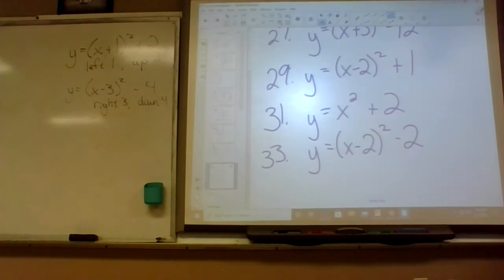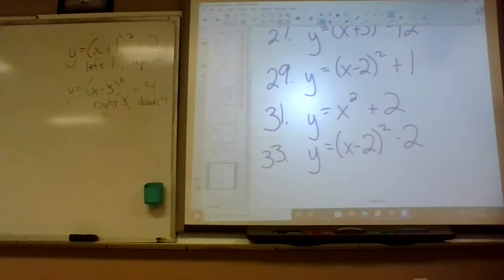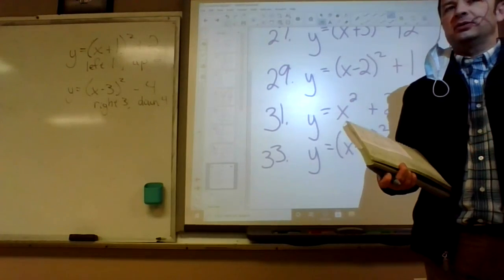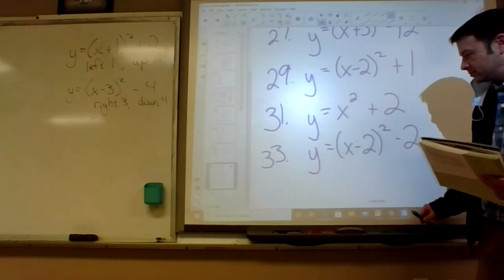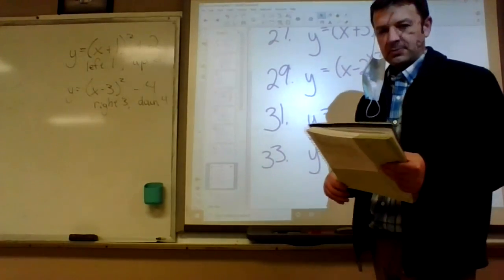Okay, what's different about 34? It's cubed. It's a cubic function, so you need to put a little 3 on your parentheses, not a 2. In 34, it is a cubic function, so you need to put a little 3 on your parentheses when you do that one. Alright.